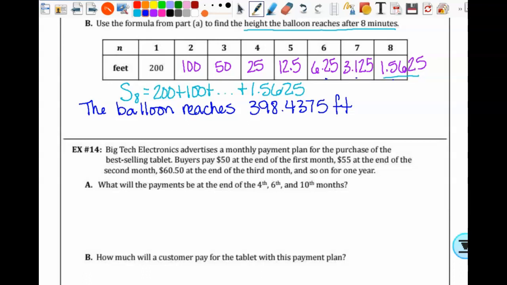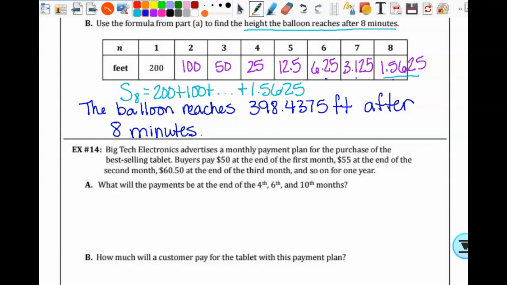All right, so the balloon reaches 3 points. So I can't stop there, right? I have to say blah, blah, blah after 8 minutes. And I got all of those words from the question. There's no embellishing. I'm not making up a story about it. I'm just pulling the words right from the question. Okay. We all good? Questions?